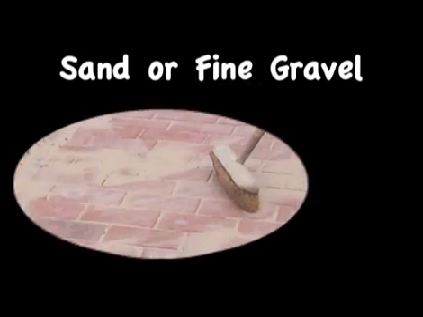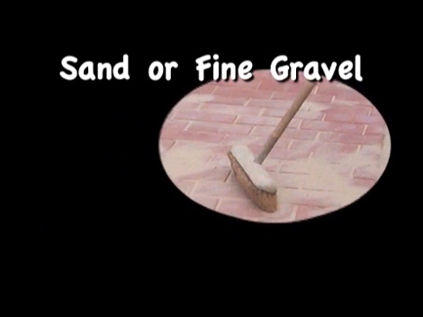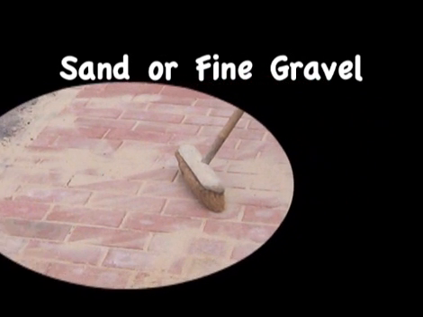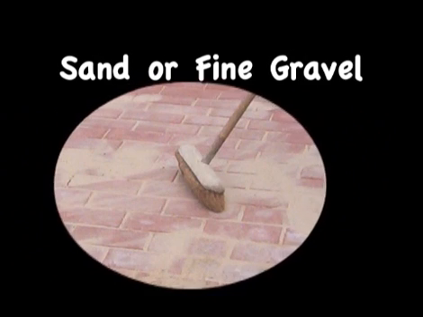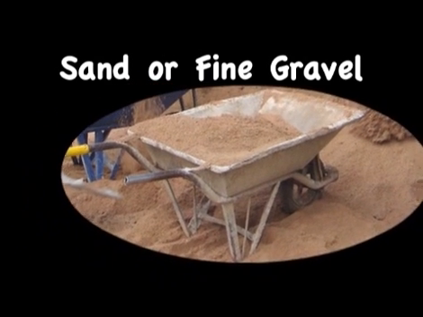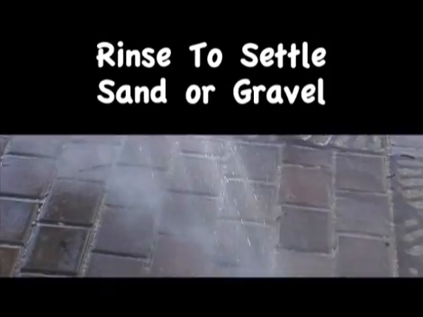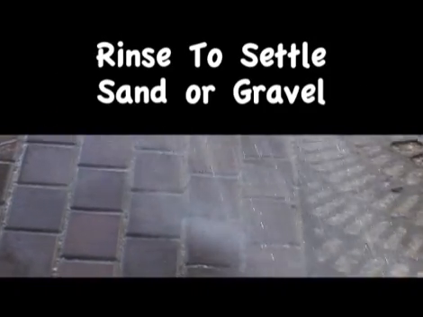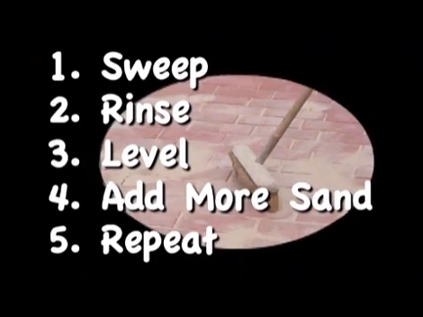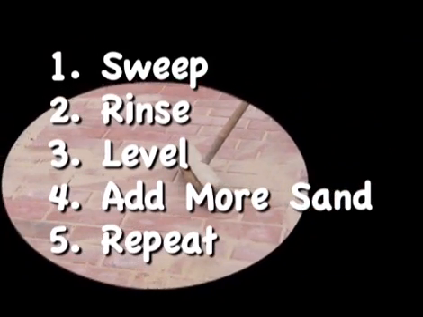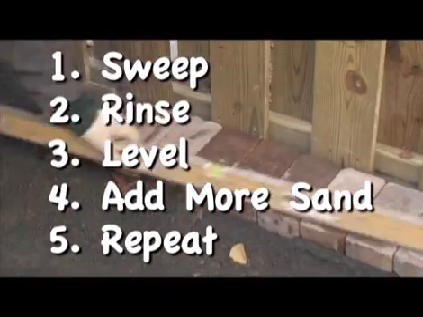The next step is to cover the pavers with a thin layer of sand and sweep the sand into all of the spaces separating the pavers. Continue adding sand and sweeping until all of the spaces are filled and even with the top of the pavers. Rinse the paver structure to settle the sand. Check once again to ensure that the pavers are level and add sand to the spaces as needed. Repeat these steps until the structure is stable and ready for use.